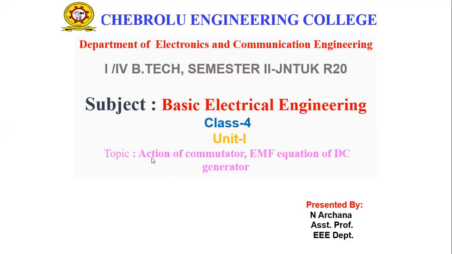Today we are going to discuss the action of the commutator and also the EMF equation of a DC generator. In the previous class we discussed the working principle of a DC generator. What is the output of a DC generator? In the previous class we saw that the output of the DC generator is AC, but we require DC. That's why we are using the commutator.